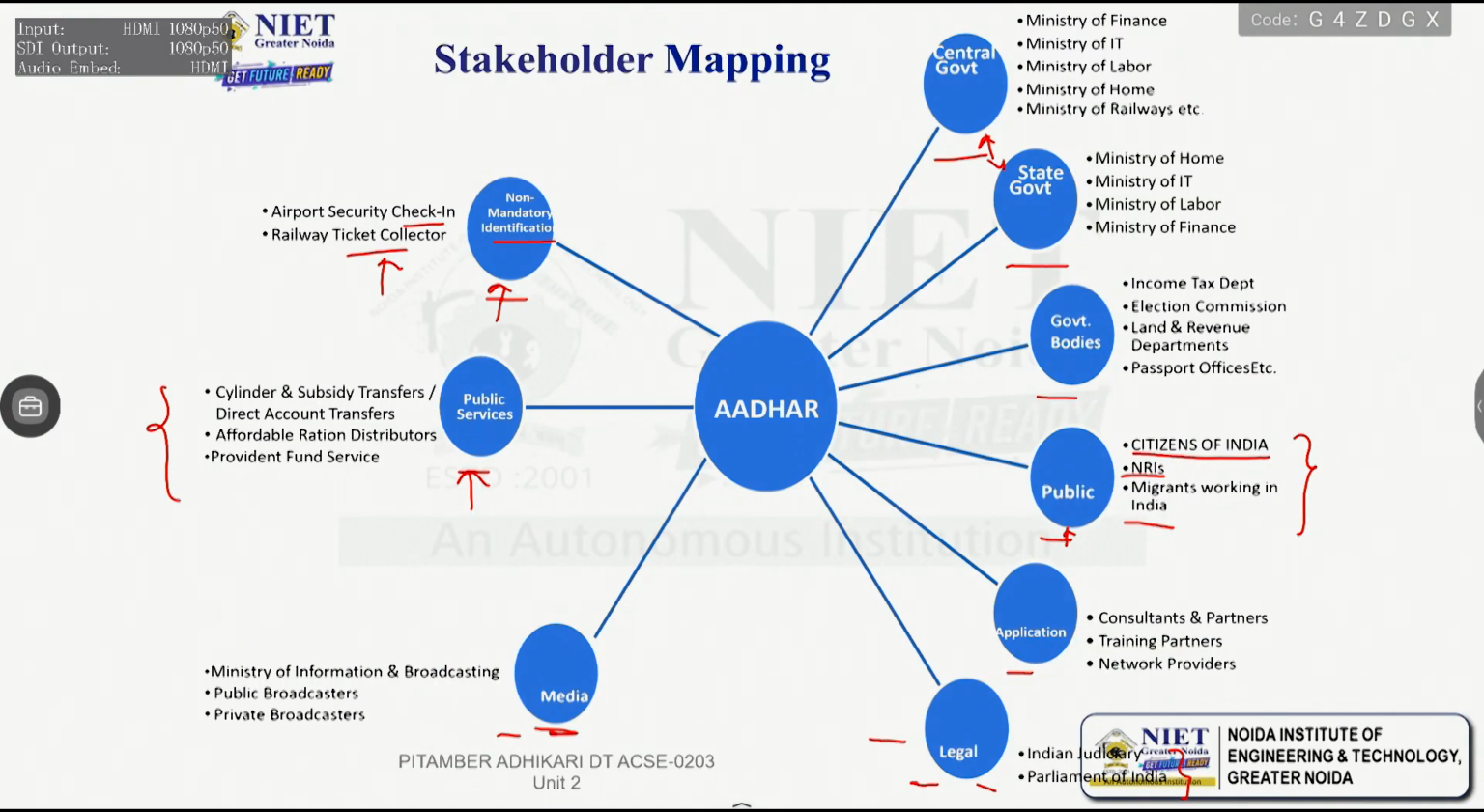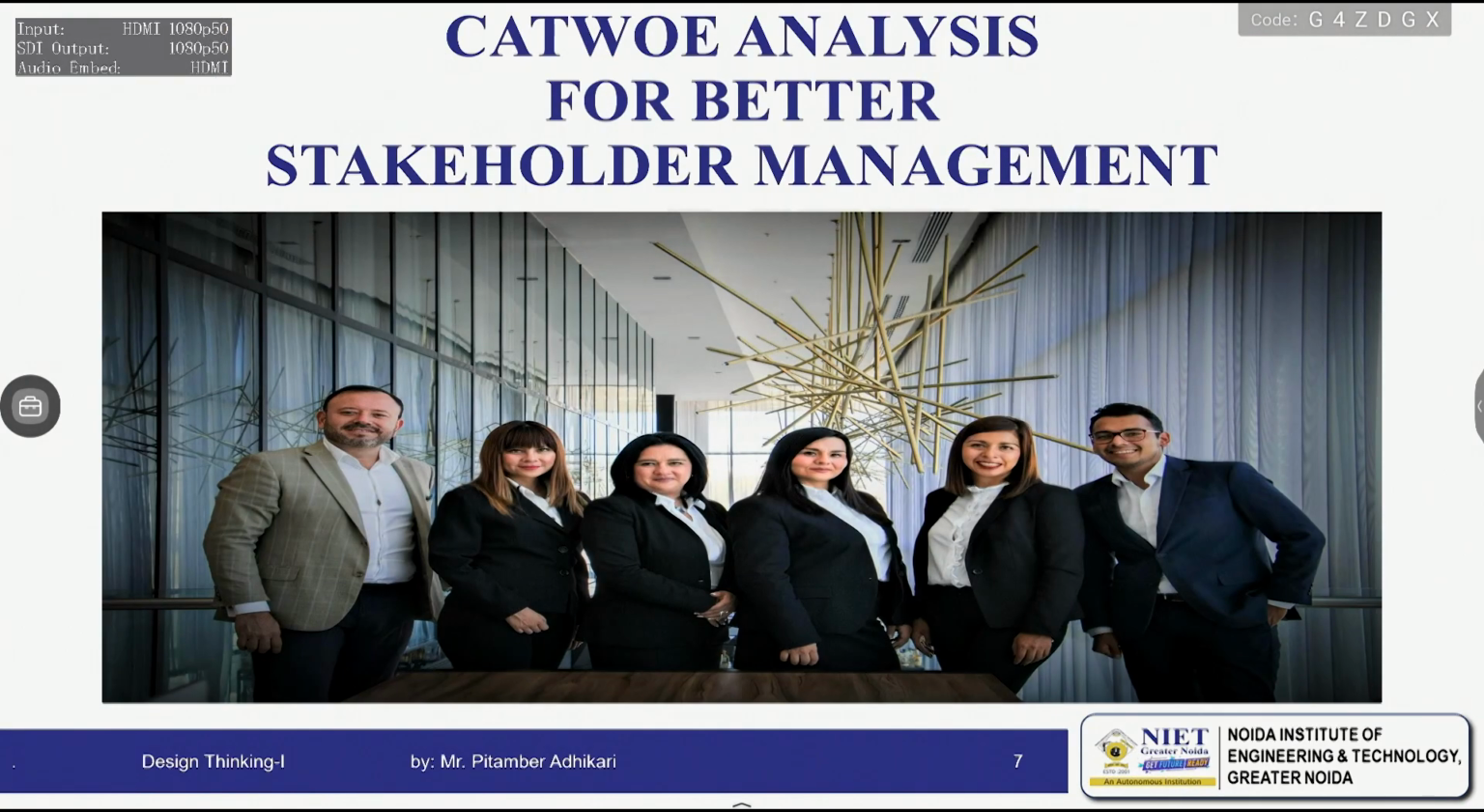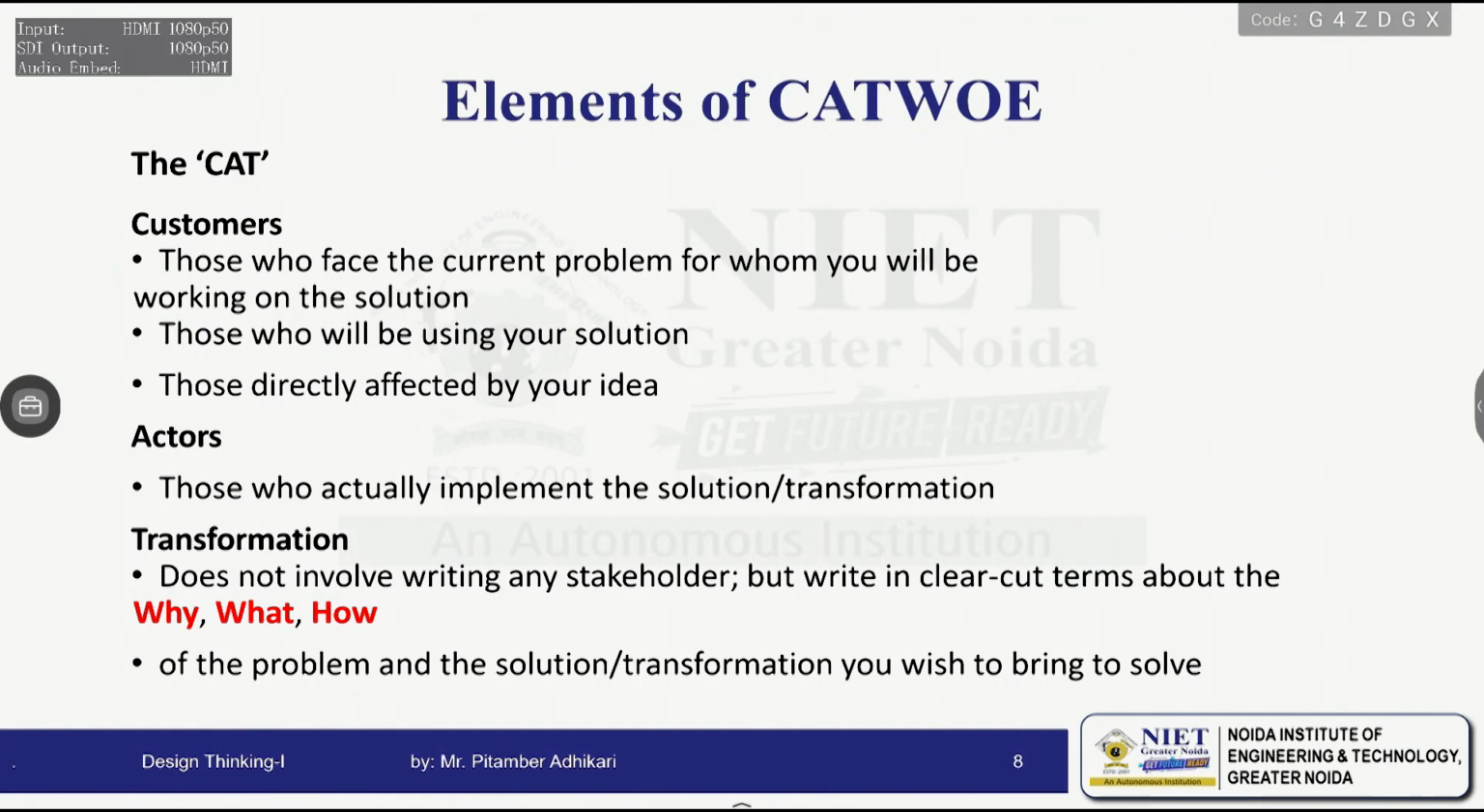So after this technique, that is stakeholder mapping, we have another most important technique, that is CATWOE. The name of this technique is CATWOE analysis for better stakeholder management. So let's discuss this topic, that is CATWOE analysis. One by one we will look at what is the meaning of this term, CATWOE.